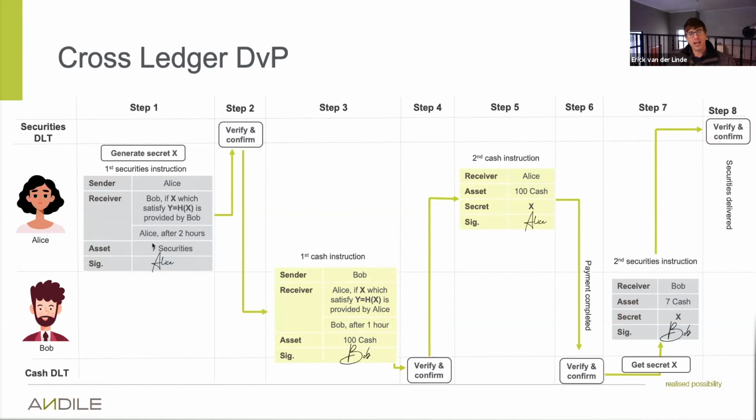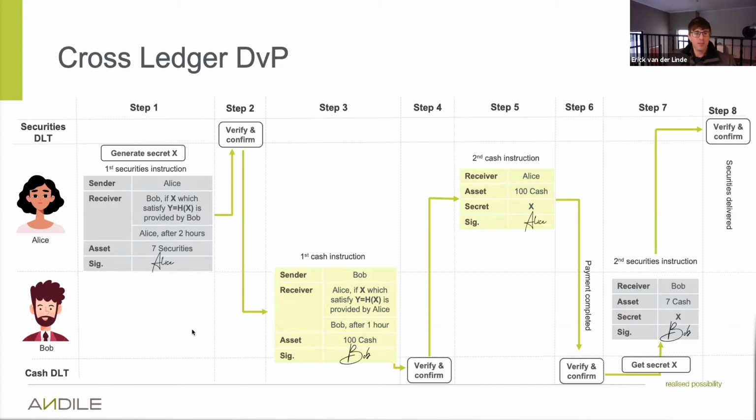So if Alice were to act maliciously in any way, and these 2 time locks were of the same value, Alice could wait just before the refund time happens, and then claim this cash instruction by providing X. And seconds later, she could refund herself with the initial securities transfer. Then she will end up sitting with both the cash and the securities. So this time discrepancy allows Bob and Alice to have the same amount of time to expose X.